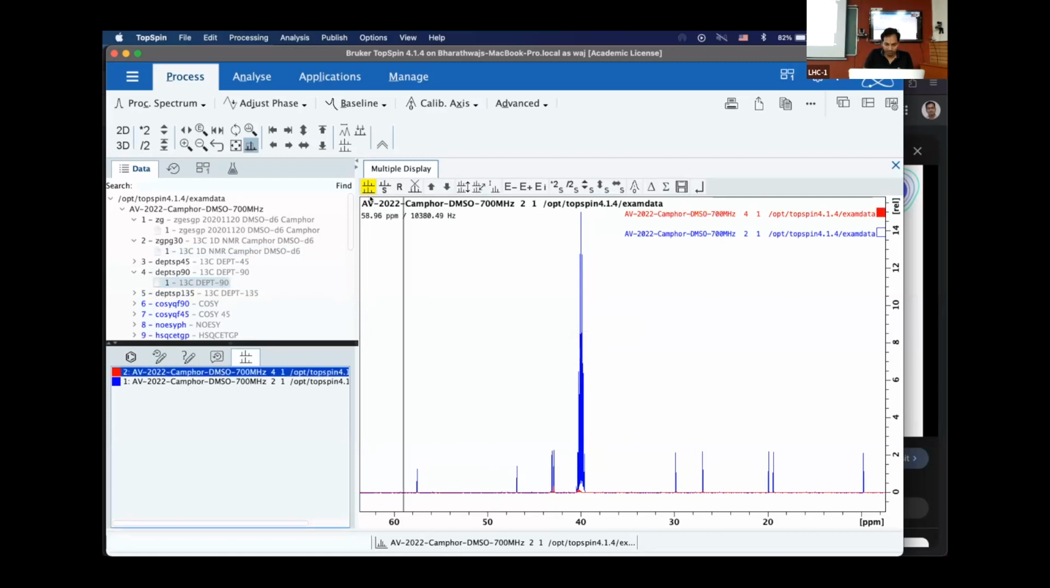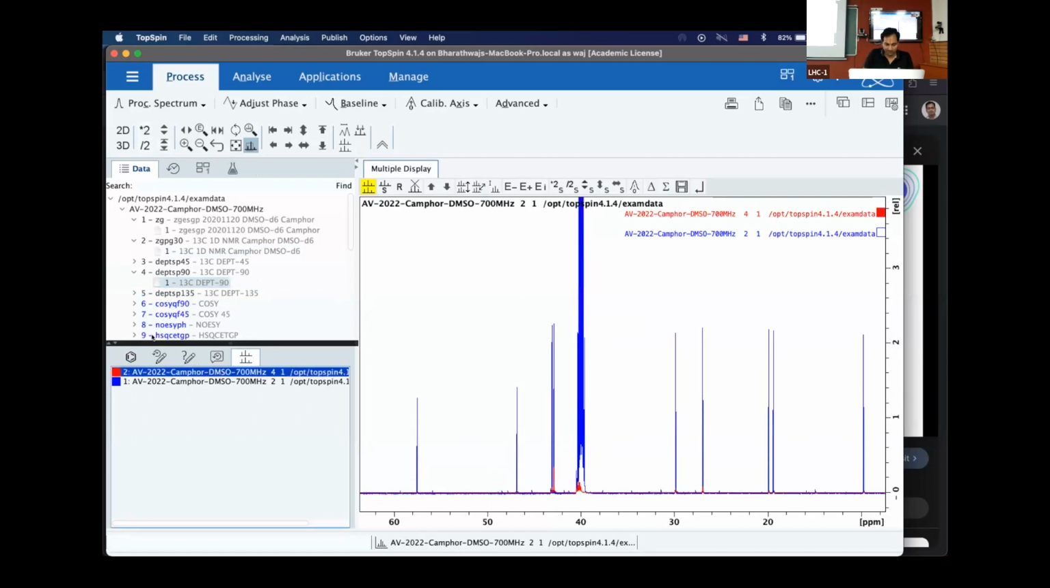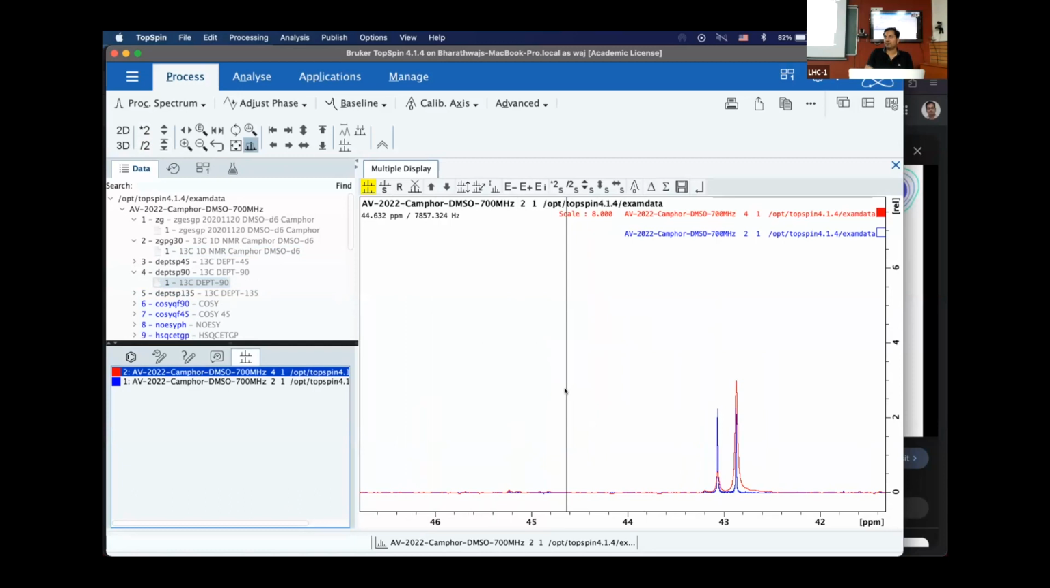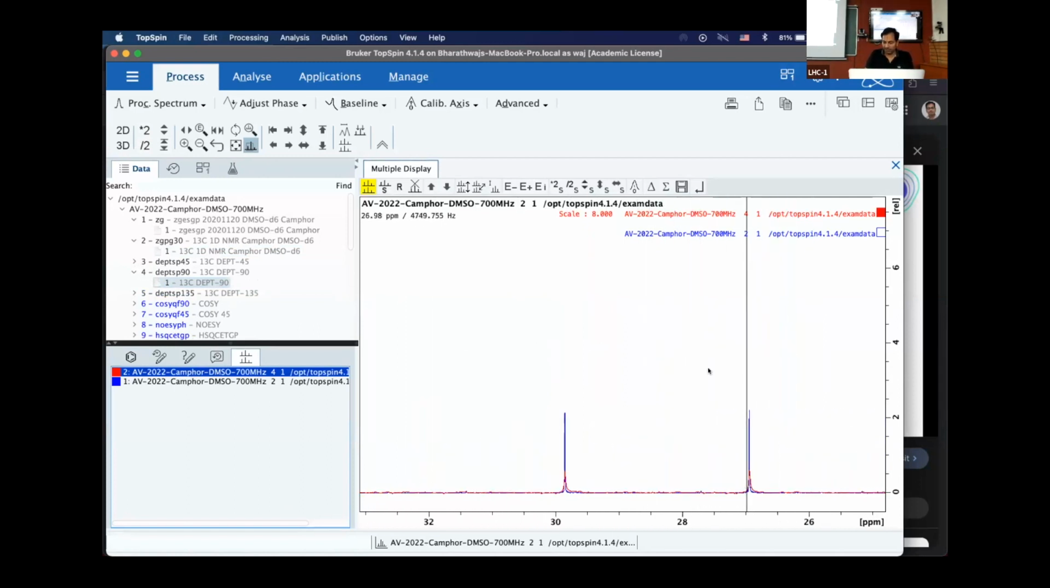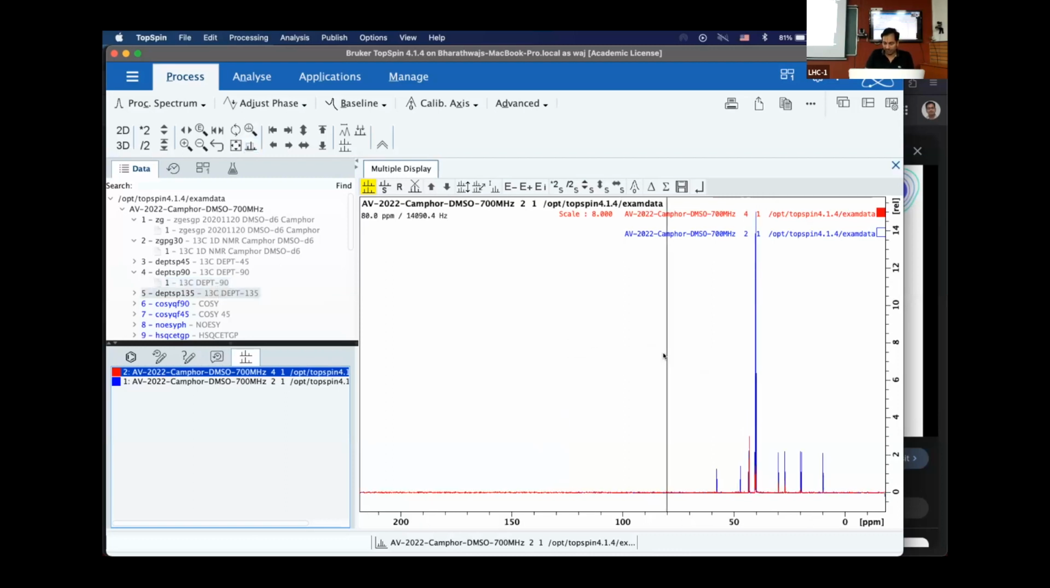Why would we want to do DEPT 90? Only what signals will come if you do DEPT 90? Only the CH will come. CH2 and CH3 will go to 0 because you have a cos alpha component. If you set alpha to 90, cos alpha goes to 0. So you will only end up seeing the CH that's being present. There are also tiny signals that are coming up here. That's more of a leakage than anything. So one of the best things to look at would be the DEPT 135, which will give everything except for the quaternary. So let's see that right now.